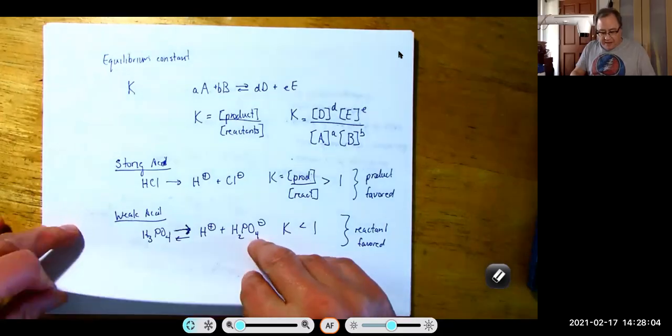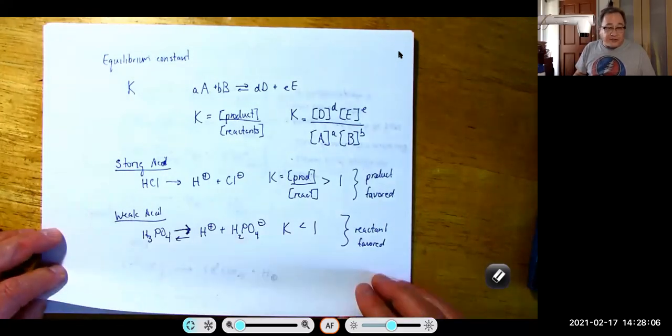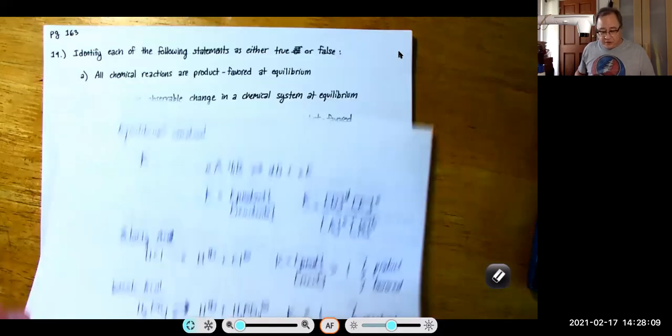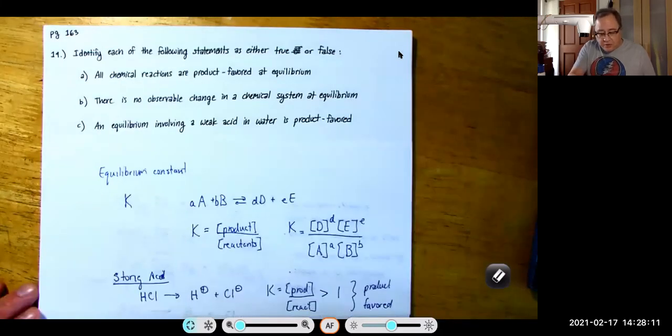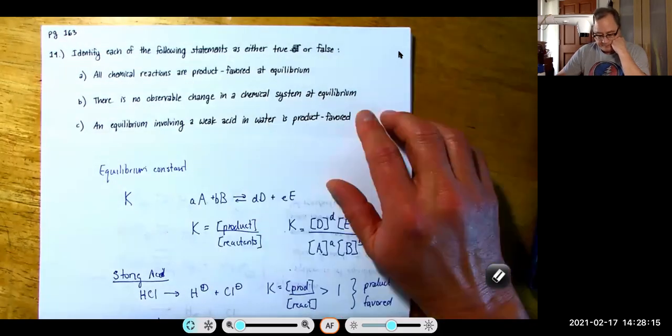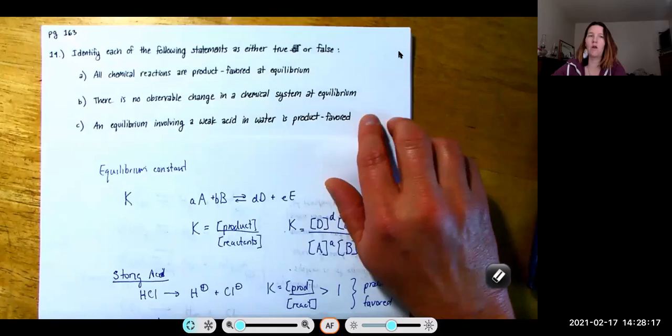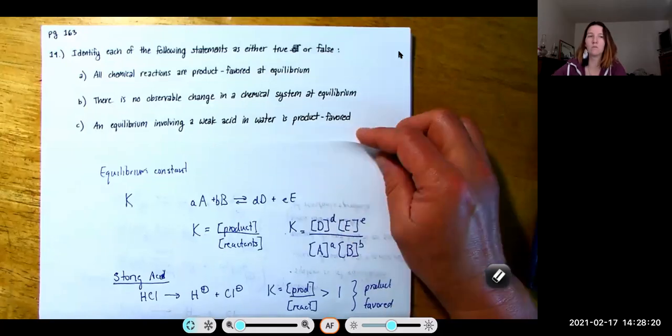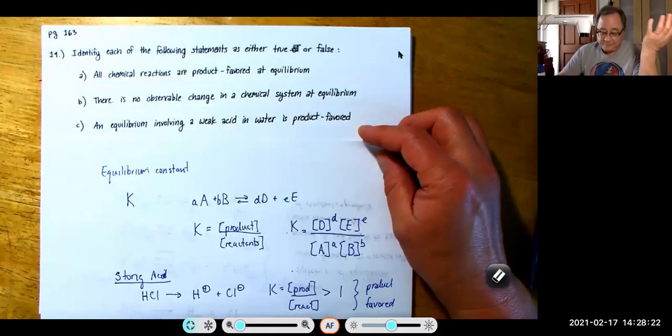Okay, so we probably have enough information to be able to answer the question. All chemical reactions are product favored at equilibrium. No, weak acids are reactant favored at equilibrium. So no.